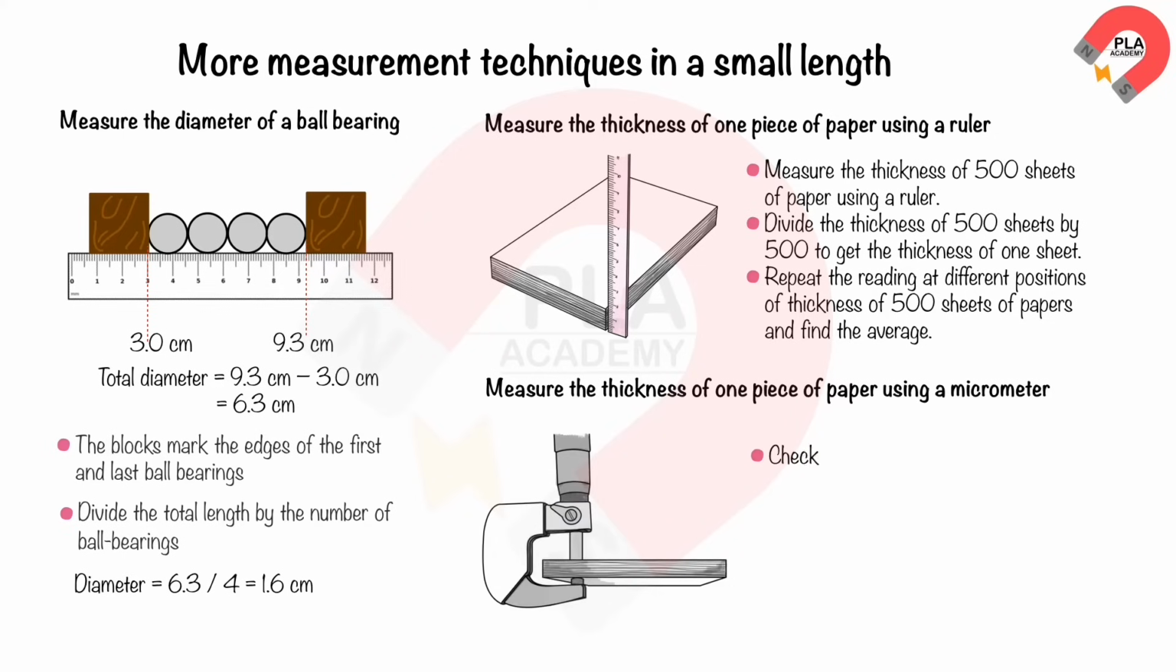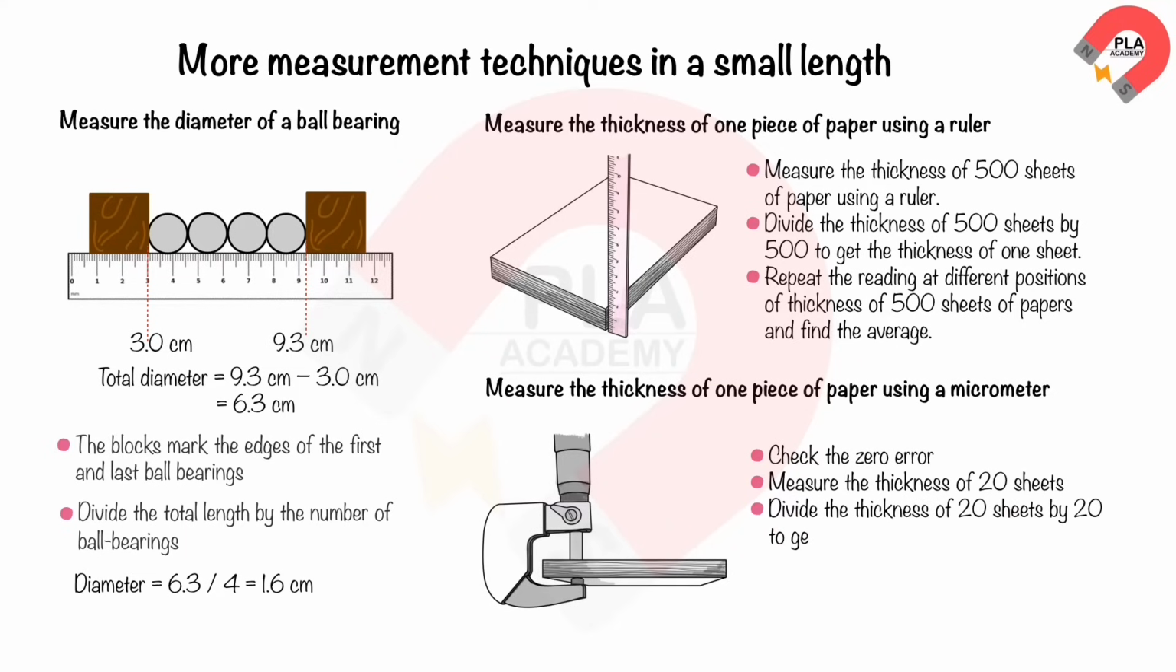Using the micrometer screw gauge. Check the zero error of the micrometer. Measure the thickness of 20 sheets of paper using the micrometer. Divide the thickness of 20 sheets by 20 to get the thickness of one paper. Repeat the reading of the 20 sheets thickness at different positions and find the average.